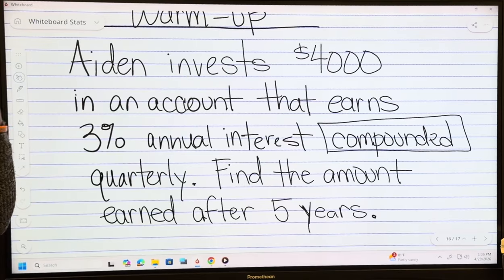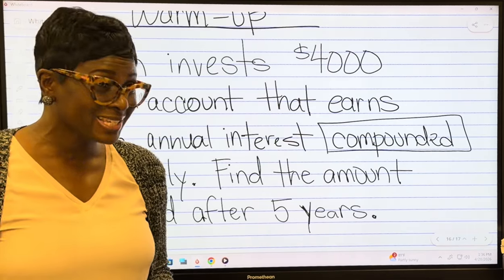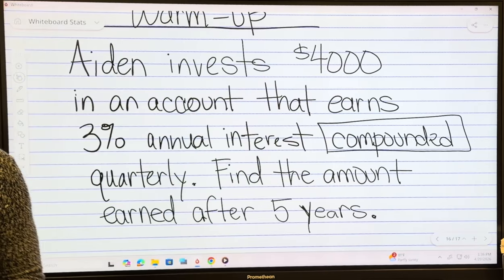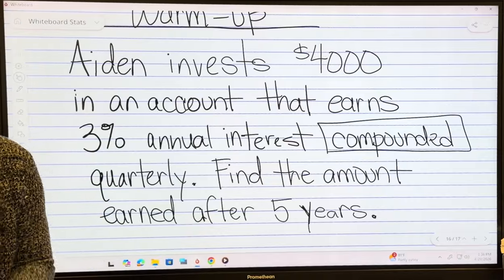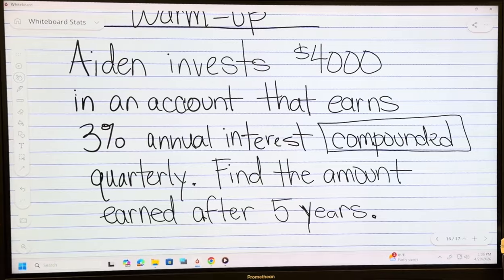So he invests $4,000 in a compounded interest account. What percent are they paying him? What rate are they paying him? 3%. And how often are they paying him? Quarterly, right? Now, I want to clear up a few things before we move on.